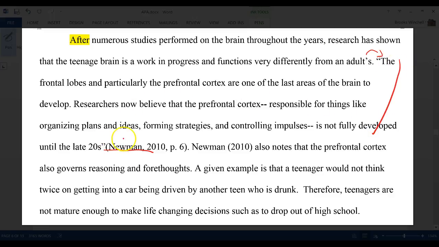So at the end she cites Newman, the year 2010, page 6, and that covers that quote. But then she wants to continue with Newman's ideas in a summary, so she says Newman 2010 also notes, and then she kind of summarizes his point in here. So there's a good example of how in-text citation would work in an actual essay.